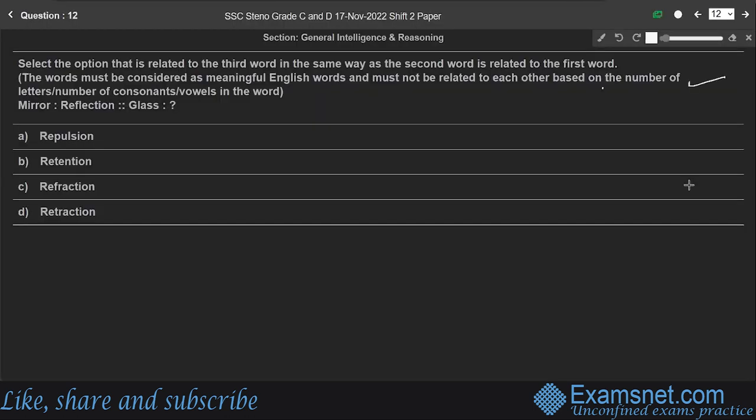Question number 12. Select the option that is related to the third word in the same way as the second word is related to the first word. The words must be considered as meaningful English words and must not be related to each other based on the number of letters or number of consonants or vowels in the word. Here, the first word is mirror. The second word is reflection. Here, reflection is a property of a mirror.